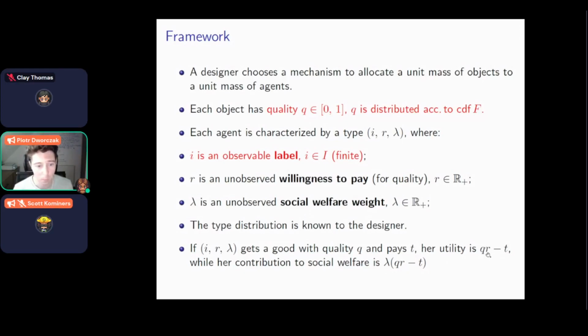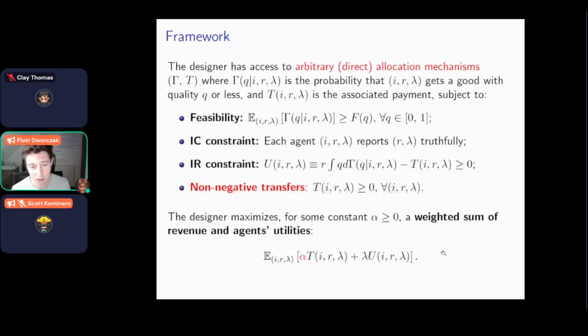So again, you can think of the R willingness to pay as sort of like a value in a standard auction model. But then the contribution of the individual to the social welfare, which is ultimately what the designer is going to maximize in this framework, is lambda times the private utility. So again, you can think of lambda as how much I'm valuing, as a designer, giving $1 to an agent. This is capturing the inequality in the market.